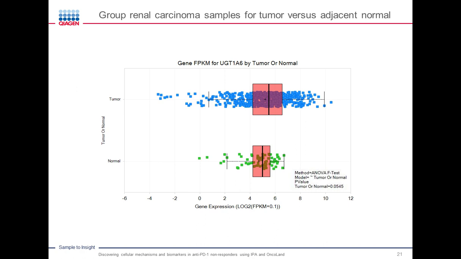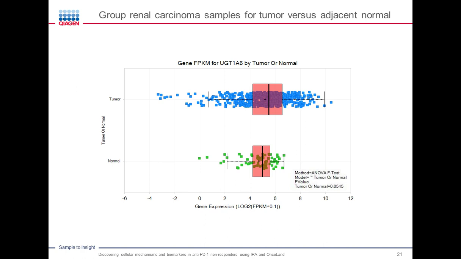Another thing you can also do is turn on statistics. In the lower right corner, we have turned on statistics. So you can see, at least for UGT1A6, there is some difference in the sense that it's slightly more expressed in tumor compared to normal according to this chart. Significance-wise, it's borderline significant, but there's not a great difference.